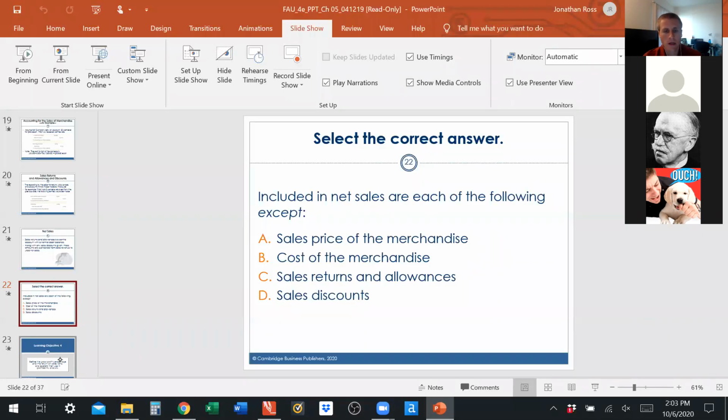Yeah, you're right, Nicole. What's in sales returns and allowances? Whenever they return it to you, what do you do? Do you debit sales returns and allowances for what you originally paid for the item that they returned to you, or for what you originally charged them for the item that they returned? For what you charged them, right? So the cost of the merchandise is not in any of these, is not in net sales.